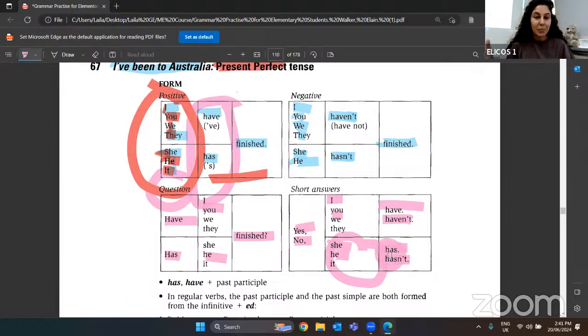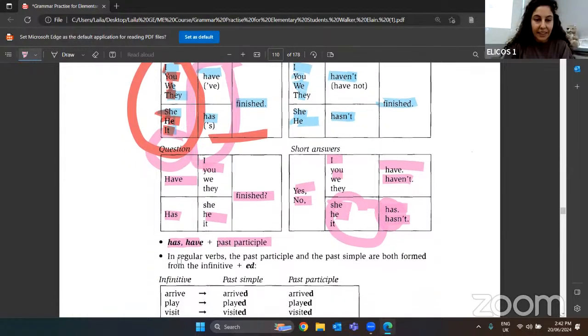And yes, this is the present perfect. So we have the subject, has or have, and then the past participle. That means the verb with the ed. So remember, if they're regular, all you do is just add the ed to the infinitive. The infinitive means like to study, to arrive, to play, to visit.